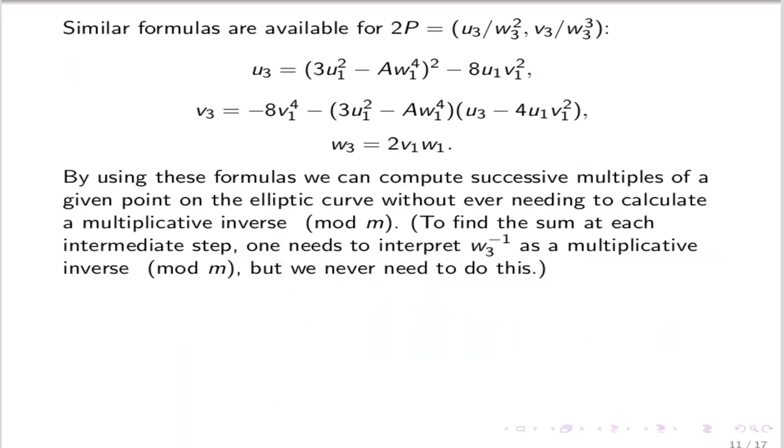And there's similar formulas for doubling a point. So 2 times P would look like this, where u3, v3, and w3 are given by these formulas. So by using these formulas, we can compute successive multiples of a given point on an elliptic curve without ever needing to calculate a multiplicative inverse mod m. Now, if you wanted to find the explicit points at each intermediate step, where you'd have this w3 in the denominator, you have to interpret this as a multiplicative inverse mod m. But we will actually never need to do this.